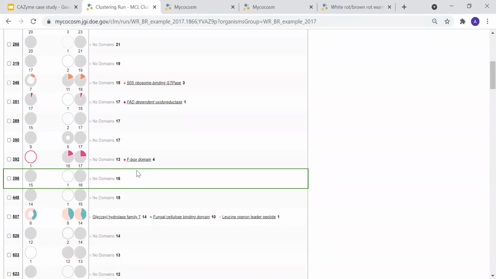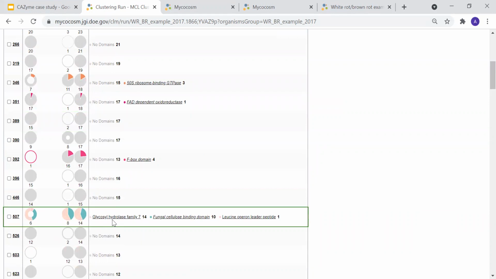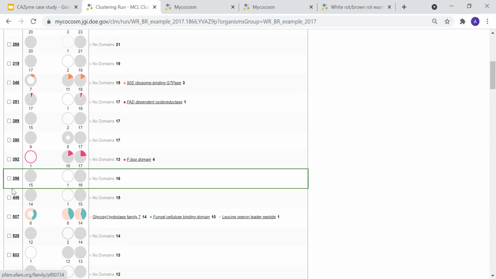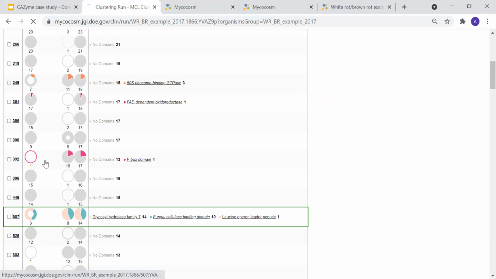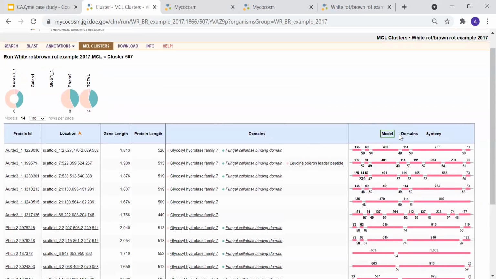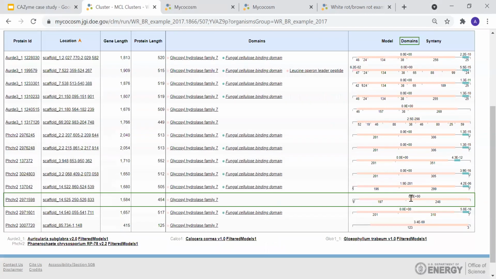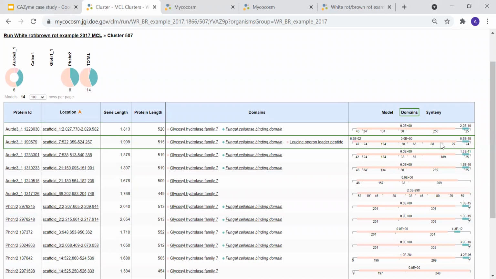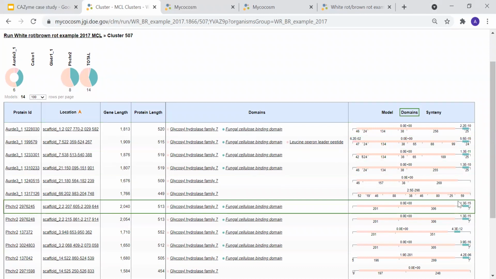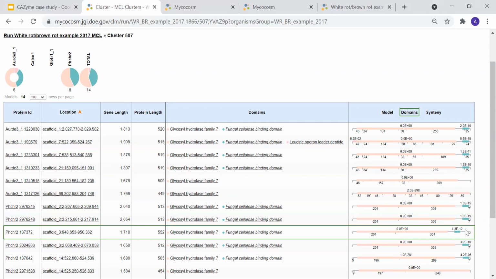We can also look at these domains specifically that show us glycosyl hydrolase family 7, as well as the fungal cellulose binding domain, which correspond to the glycoside hydrolase family that we said degraded cellulose in white rot, as well as CBM1, the binding domain for cellulose in white rot. So if we explore more here, we can see many different things, but what we want to know are the domains, so where they are located. As you can see here, all of these contain the glycosyl hydrolase family 7, and most, if not all, contain the fungal cellulose binding domain.